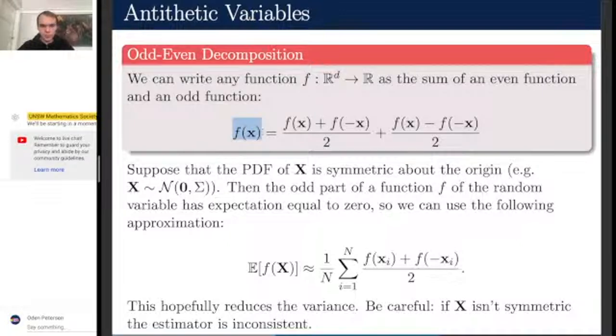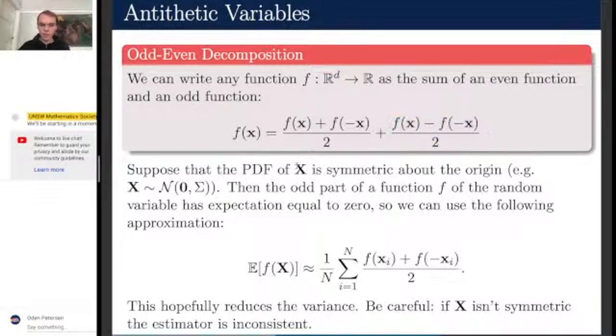So if we think about sampling x from a symmetric distribution, symmetric around the origin, then we can think about the expectation of f with respect to this distribution as being the sum of the expectation of the even term and the expectation of the odd term. And I guess the reason for doing all this setup is this expectation of the odd term here for a symmetric distribution. It turns out that plugging in minus x to this term gives you the negative of the term.